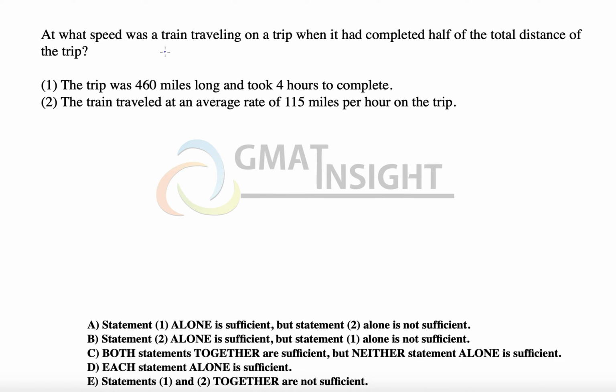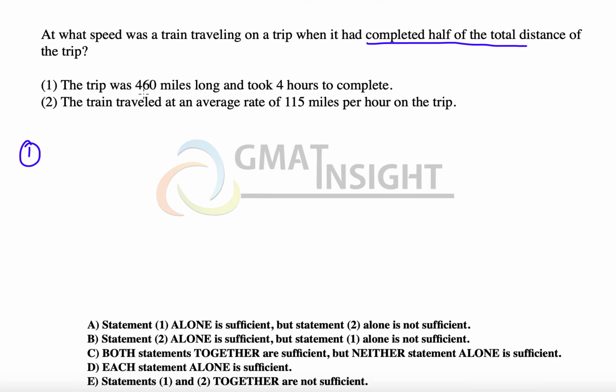At what speed was the train traveling on a trip when it had completed half of the total distance of the trip? So at what speed was the train traveling on a trip when it had completed half of the total distance? So that means we need to find out the exact speed at that particular moment when it completed half of the total distance. Let's start with the first statement, which says that the trip was 460 miles long and it took 4 hours to complete.